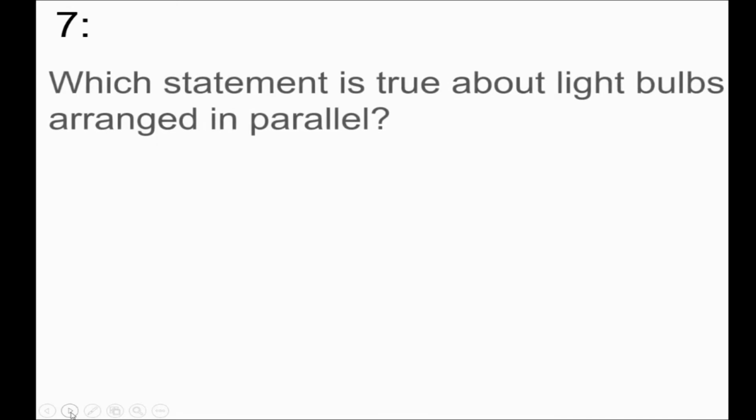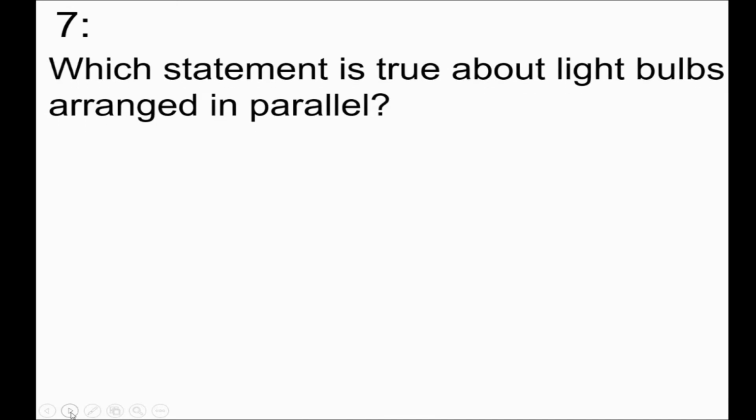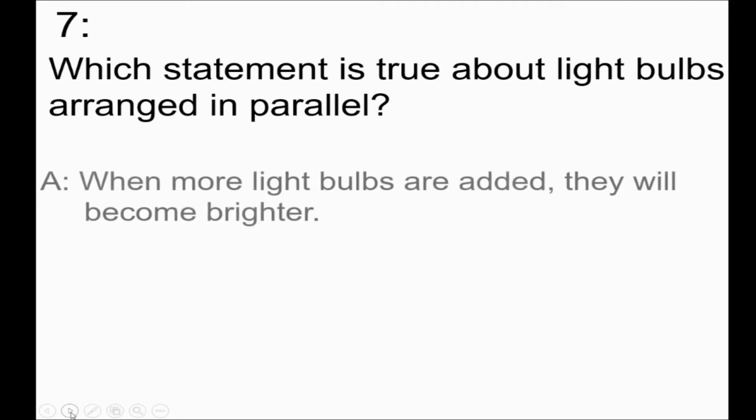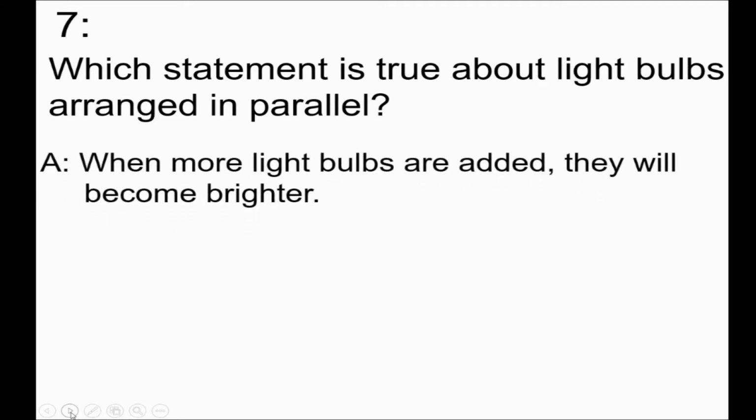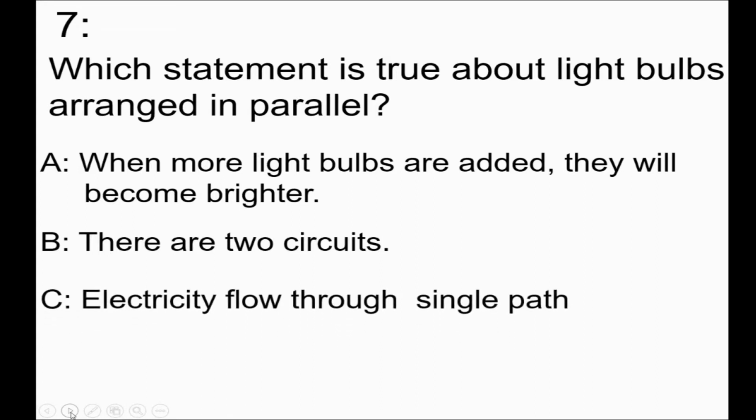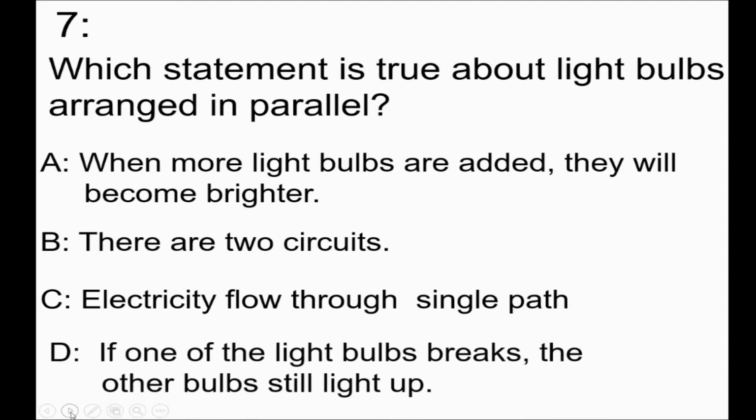Question 7 says, which statement is true about light bulbs arranged in parallel? A says, when more light bulbs are added, they will become brighter. B says, there are two circuits. C says, electricity flows through a single path. And D says, if one of the light bulbs breaks, the other bulbs still light up.